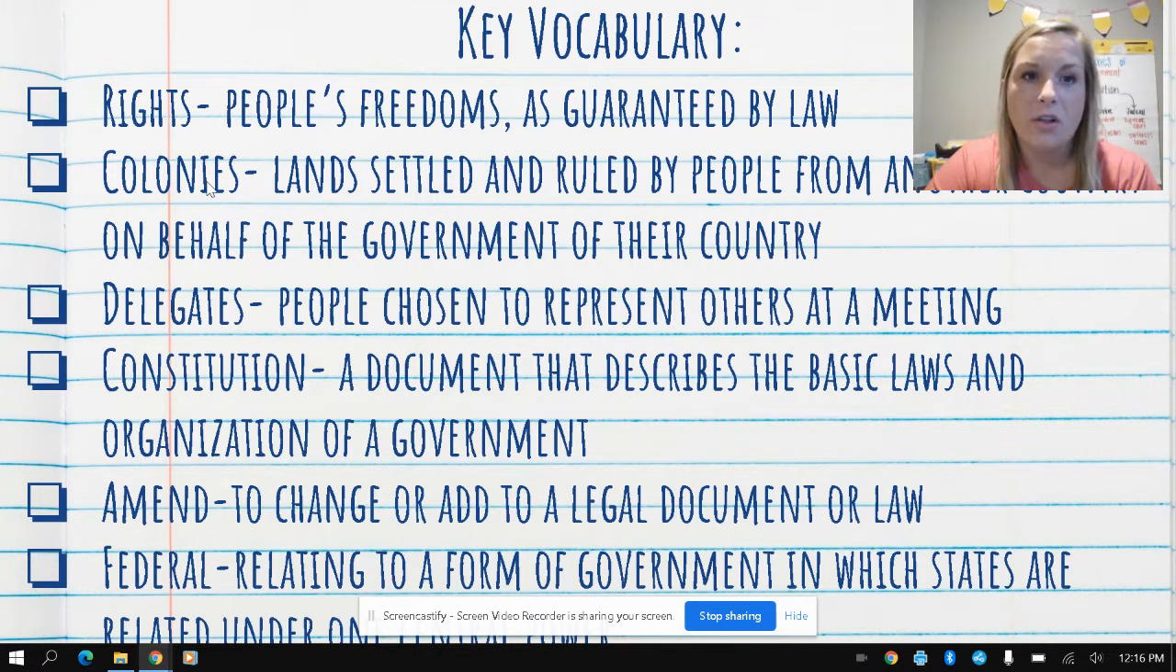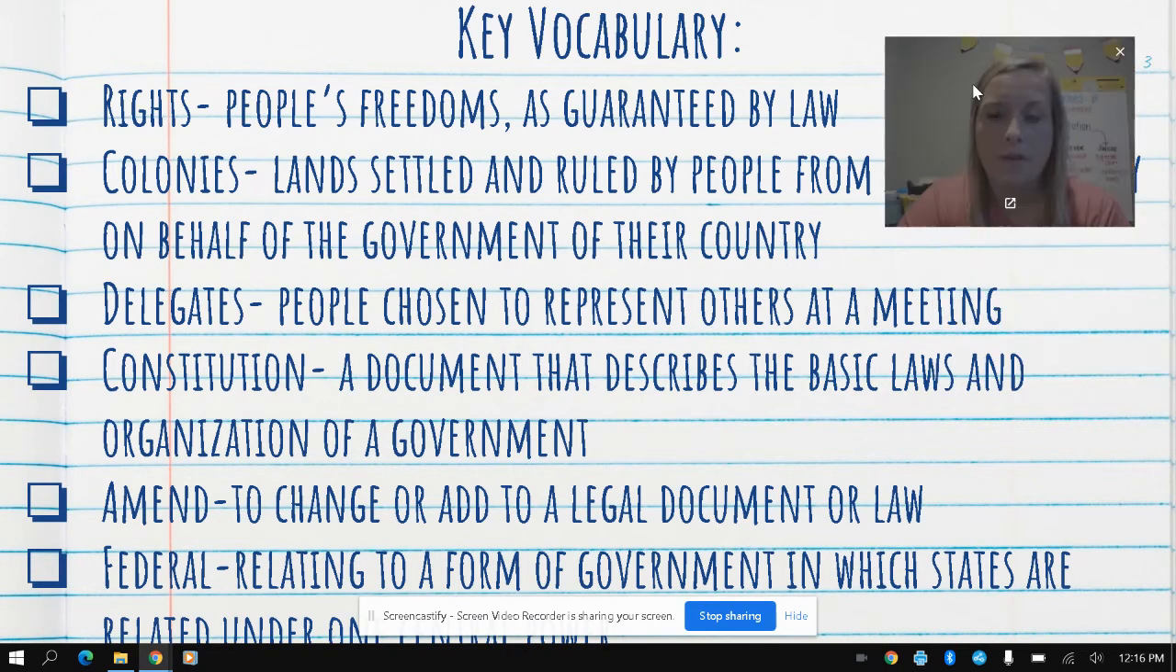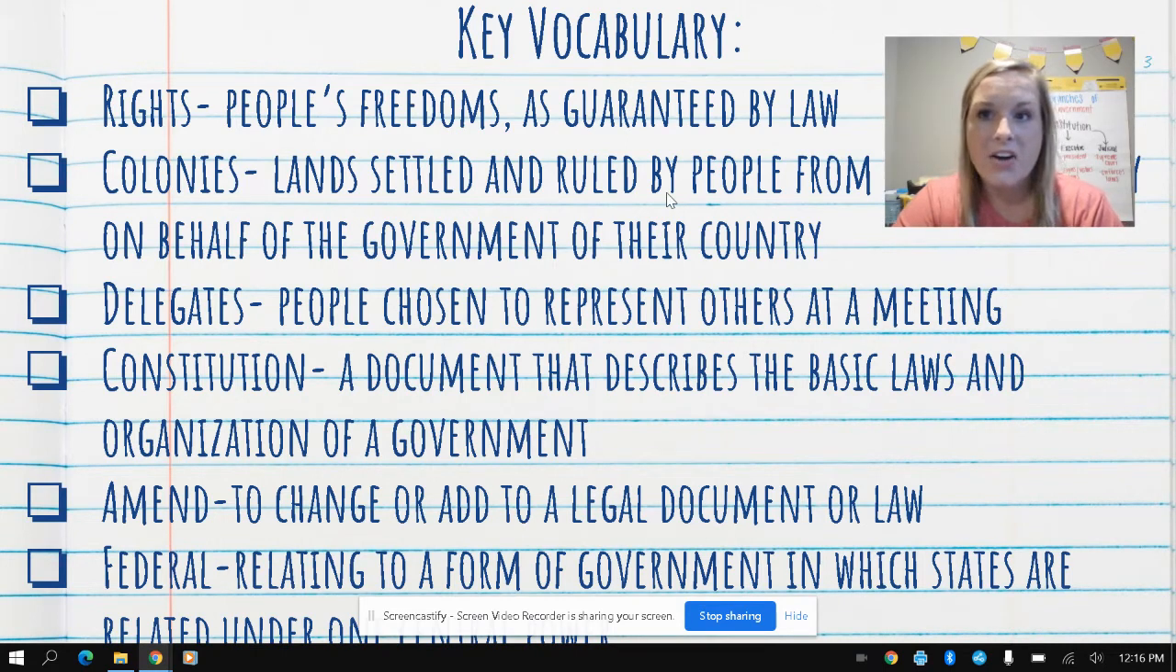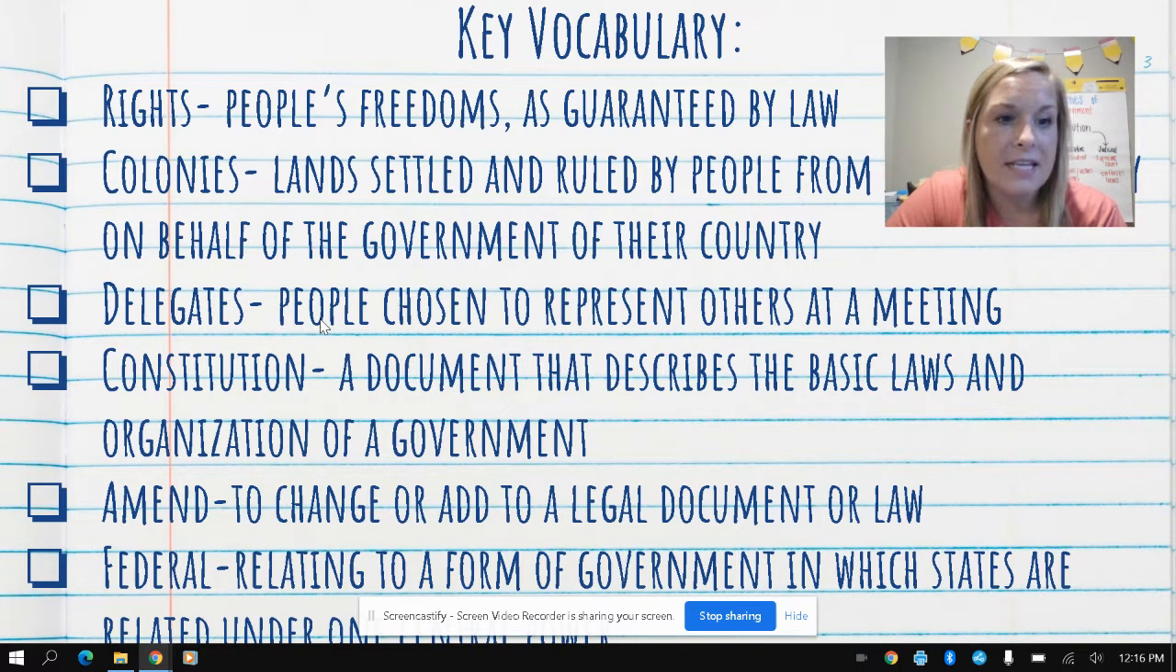The next word is colonies. These are lands settled and ruled by people from another country on behalf of the government of their country. Our next word is delegates. And these are people chosen to represent others at a meeting. So I might delegate someone to sit in and take notes for a meeting, and that would be something that you delegate out.